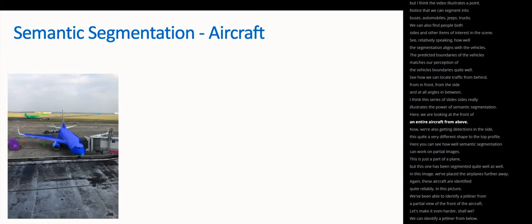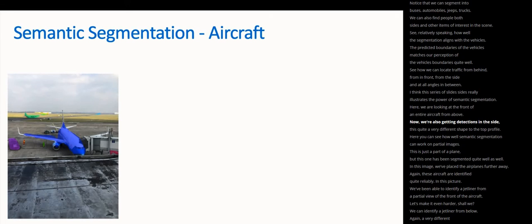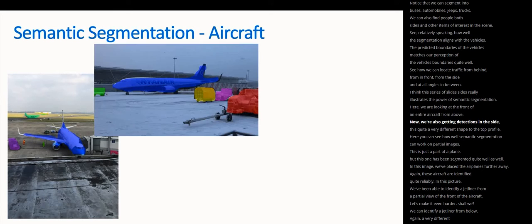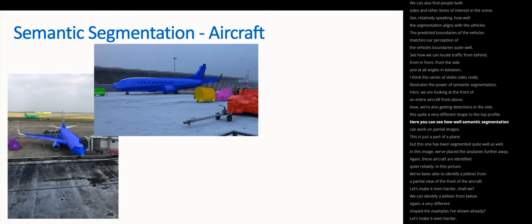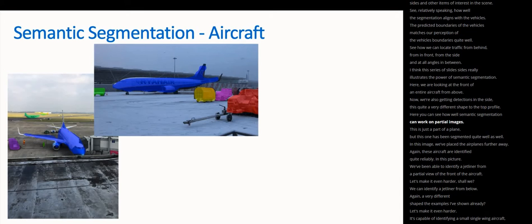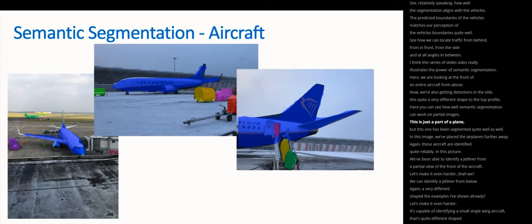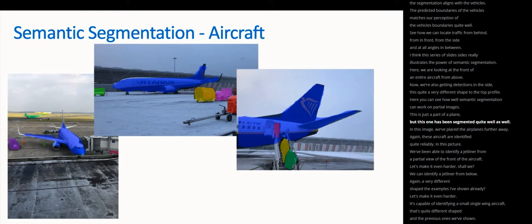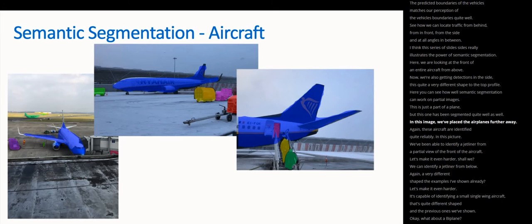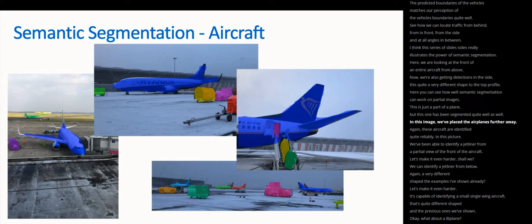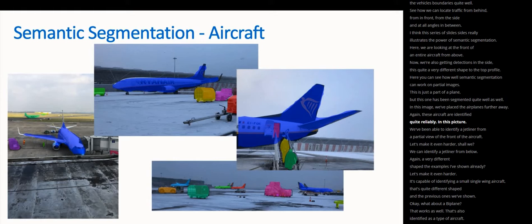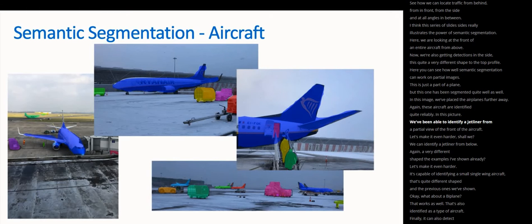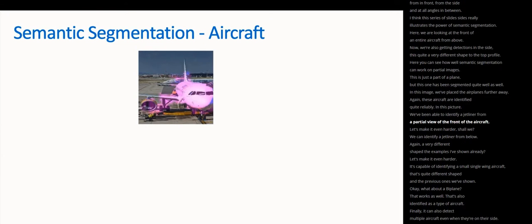Here we're looking at the front of an entire aircraft from above. Now, we're also getting detections from the side. This is quite a very different shape to the top profile. Here you can see how well semantic segmentation can work on partial images. This is just a part of a plane, but this one has been segmented quite well as well. In this image, we've placed the airplanes further away. Again, these aircraft are identified quite reliably. In this picture, we've been able to identify a jetliner from a partial view of the front of the aircraft.